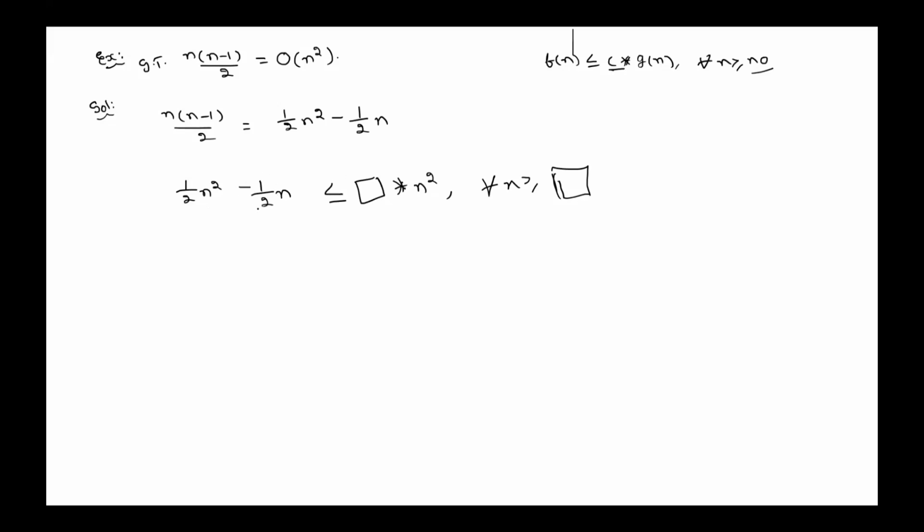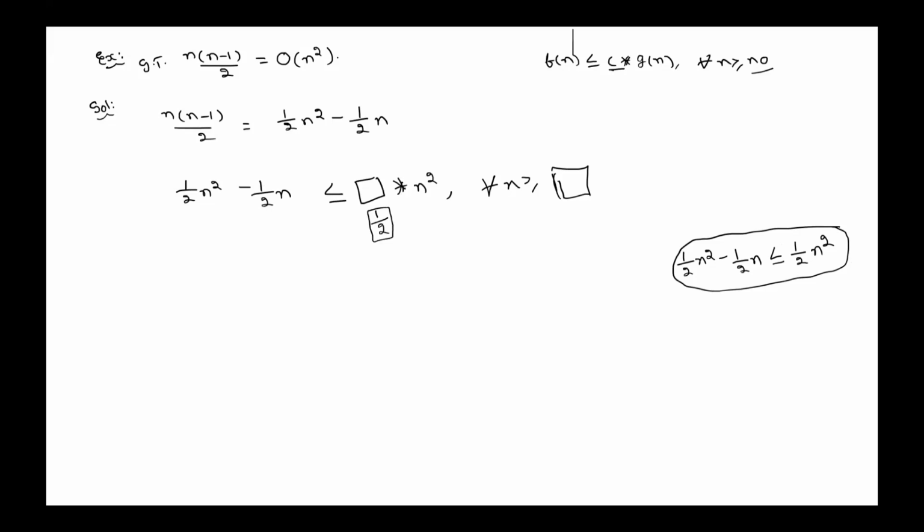What is the C value that we can take? 1 by 2. Is it less than or equal to 1 by 2 into n square? Is this correct? Yes. Is that true? Yes, sir. Okay. That means what is the C value here? It is 1 by 2.